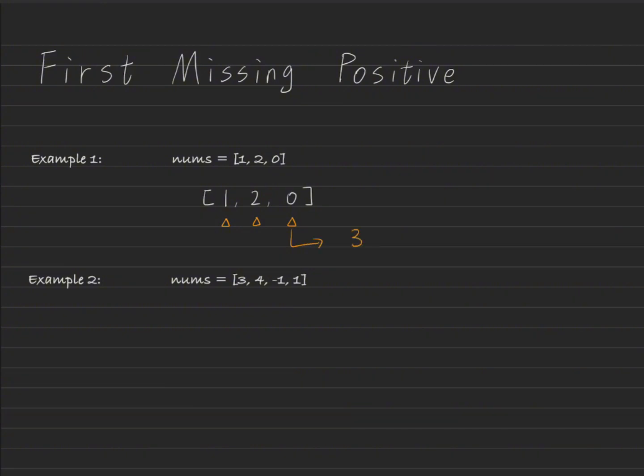Similarly, for the second example, we'll put 1 in the first position of the array, put 3 in the third position, and put 4 in the fourth position, and fill in the rest of the values, which is -1. Now we traverse through the array, and when we get to the second position, we'll see that 2 is missing, so we return 2 as the output.